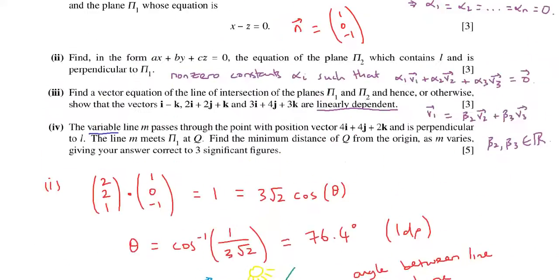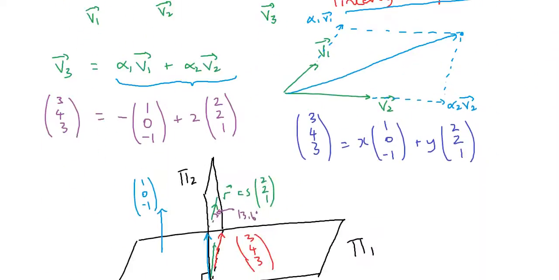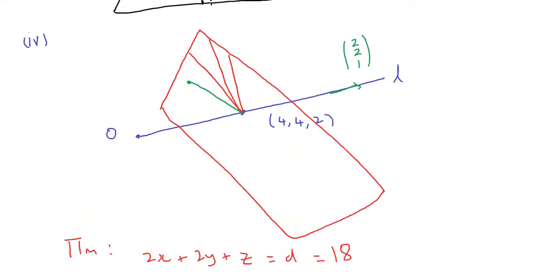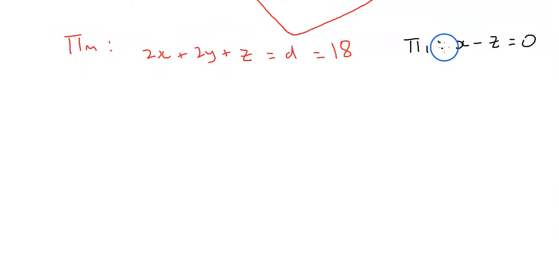Alright, and from there, we are told that the line M, which could be any of those points in that plane, meets the plane pi 1 at Q. So pi 1 is this plane here. So the plane pi 1 has equation x minus z is equal to 0. And these two intersect at the point Q. Well, we can find the equation of the line of intersection between these two planes just by finding 2 points of intersection.